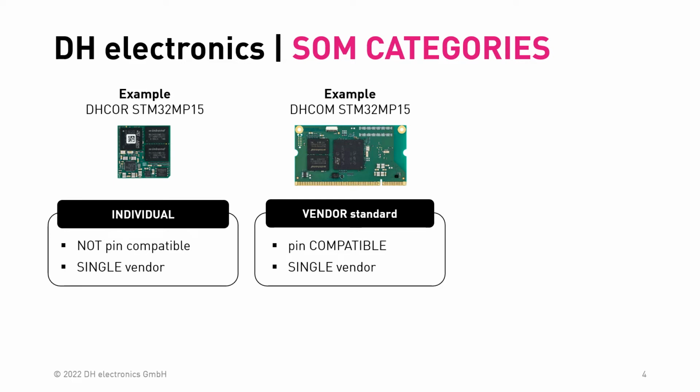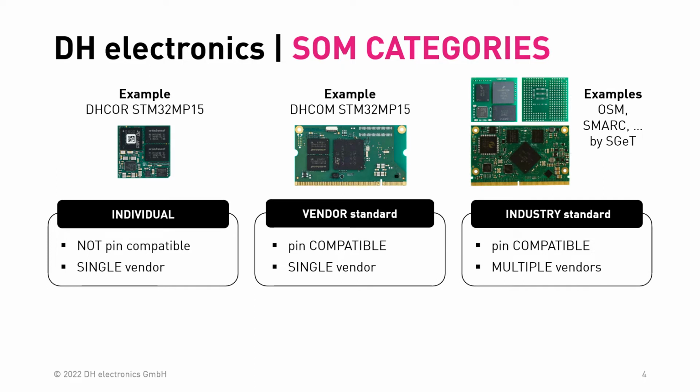The next category is the vendor standard. Here we have pin compatibility, but these system on modules are only available from a single vendor. So you can switch between different modules with the pin compatibility, but only from a single vendor. This is an important thing here. An example here is our DHCom STM32MP1 system on module.